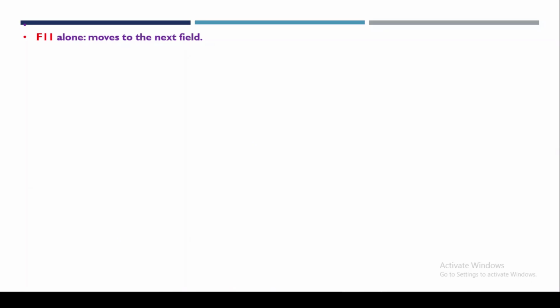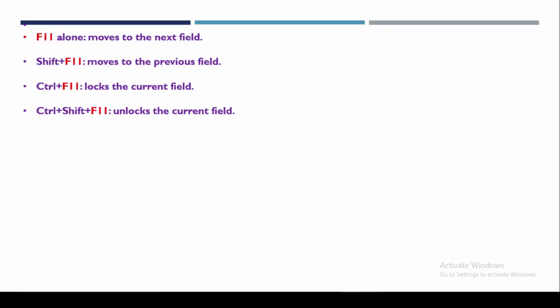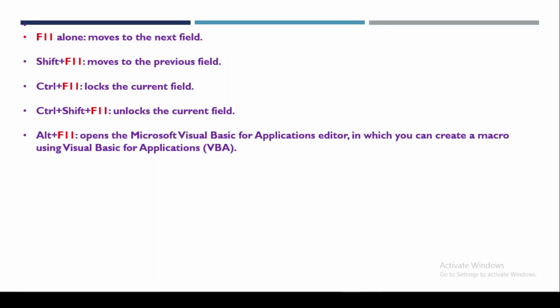Now, have a look at F11. F11 alone moves to the next field. Shift plus F11 moves to the previous field. Control plus F11 locks the current field. Control plus Shift plus F11 unlocks the current field. Alt plus F11 opens the Microsoft Visual Basic for Applications editor, in which you can create a macro using Visual Basic for Applications.